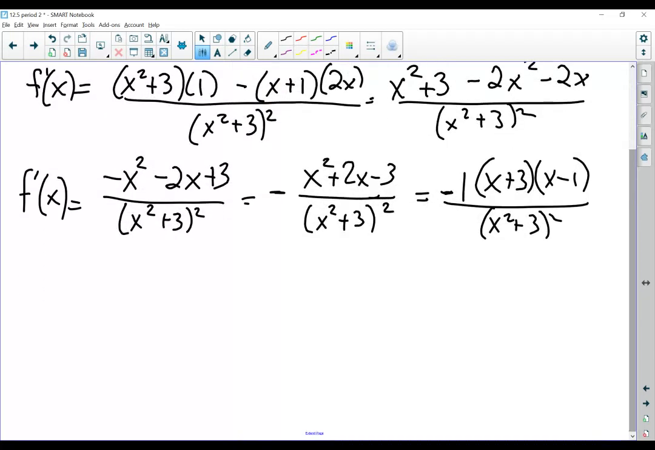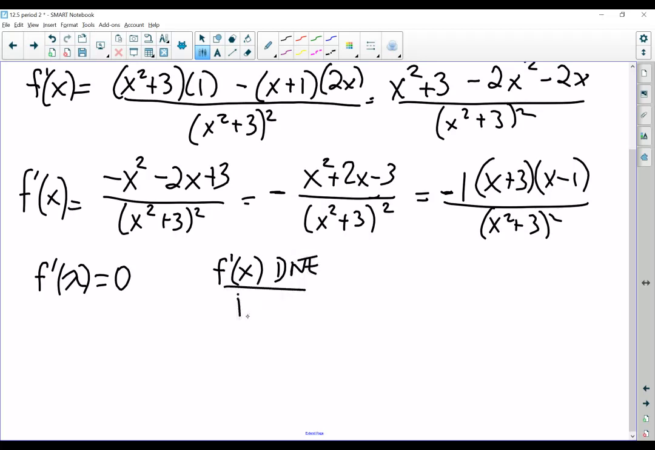Now the critical points are going to be where the derivative is 0 and undefined. So I'm going to have to think, where is my derivative equal to 0 and where is my derivative undefined? Okay, this one does not apply. The bottom will never equal 0 in here. We figured that out in the domain, so we don't have to worry about that. Where is the derivative equal to 0? Well, because I factored that top, I can see if x is negative 3 or positive 1, then the derivative is going to be 0.